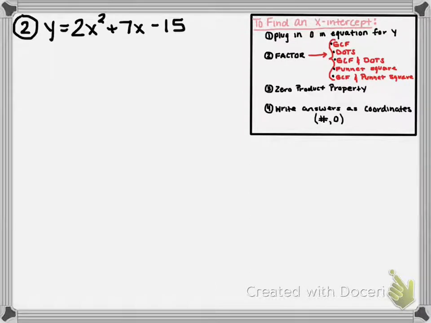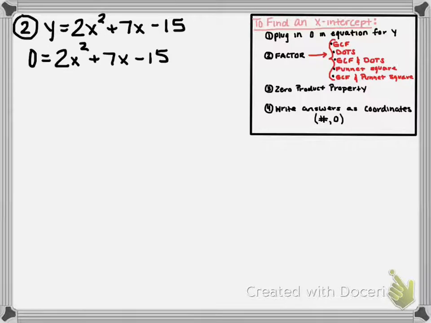Again, I have that list up on the side for us to refer back to as we go through this problem. So this equation, first step, we want to take 0 and plug it in for y because we're trying to find an x-intercept. So I'm just going to replace y with 0 and rewrite this entire equation. So that was step number 1.